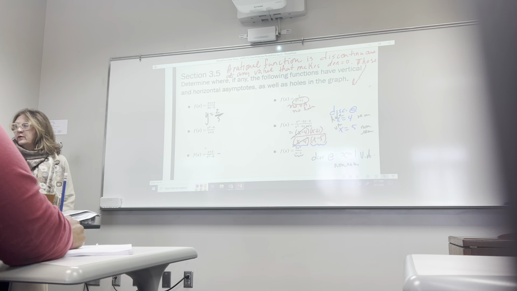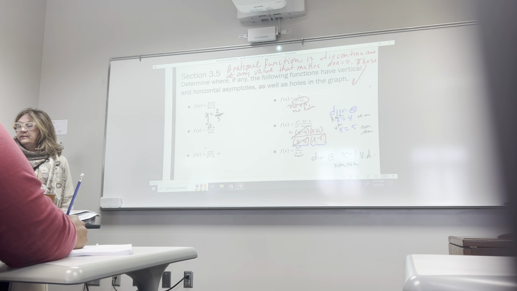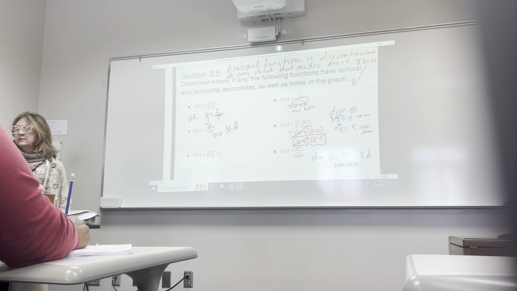Going vertically, what's the degree of the top? What's the degree of the bottom? 1. When the top degree is higher, there is no horizontal, right? So there's no horizontal asymptote. That's why you use HA for horizontal asymptote. Yours okay?